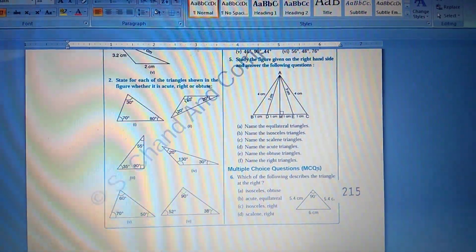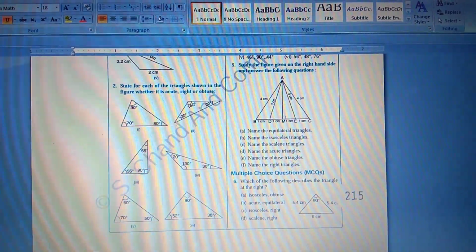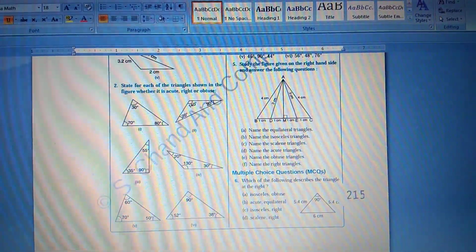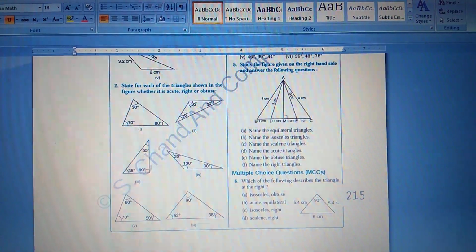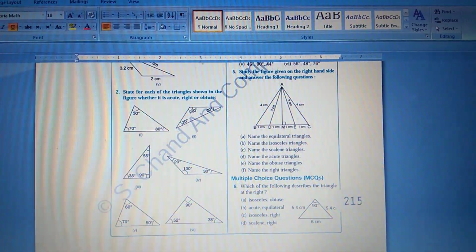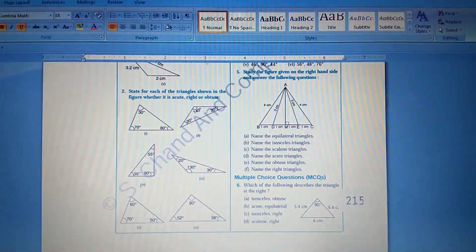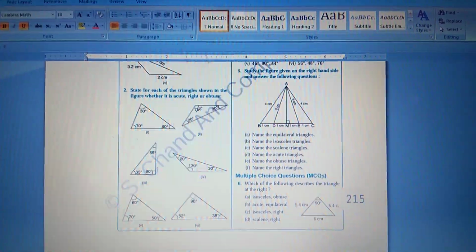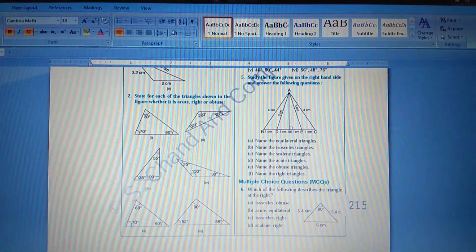So in the last class, we finished with triangles. I explained the types of triangles and other criteria related to triangles, and I asked you to solve question numbers 3 and 4 by yourself. Questions 1 and 2 I explained, and 3 and 4 I told you to do by yourself. Now we will start with question number 5.